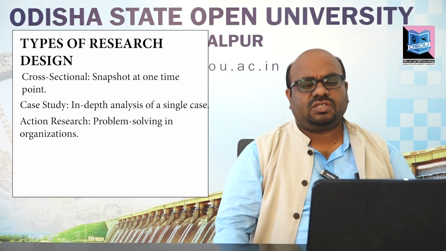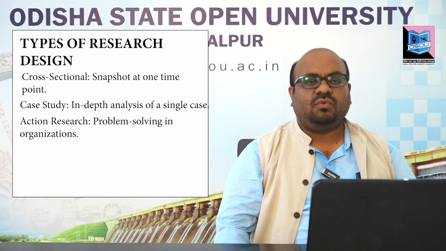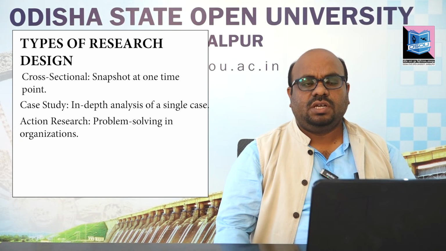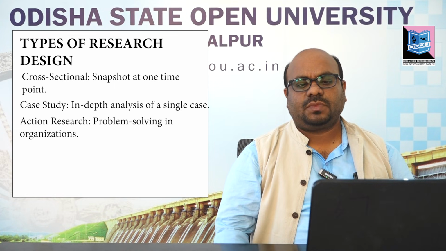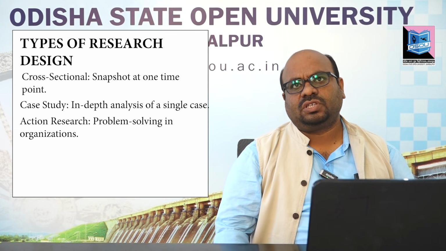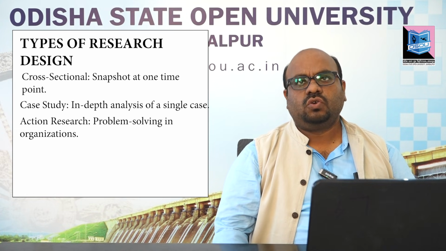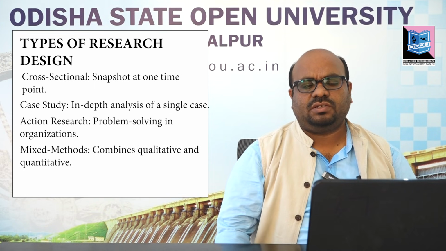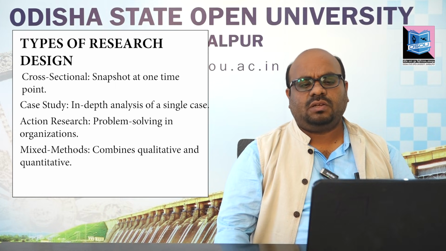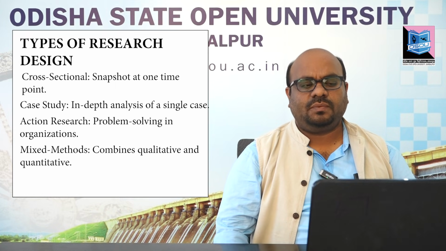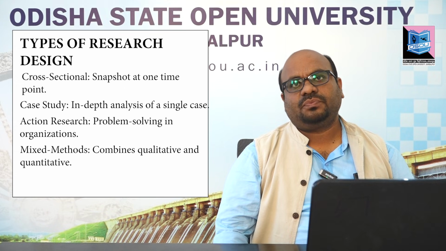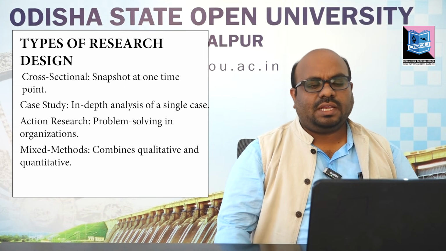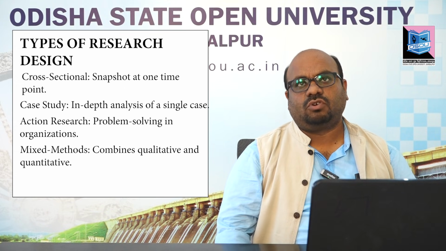Then the action research design. This is used to solve a specific problem in a workplace, school or community. The researcher identifies the problem, tries to give a solution to the research problem, and checks the result to improve the situation. The next one is the mixed method research design. This design combines both numbers, meaning quantitative data, and words, meaning qualitative data, to get a complete picture of the research topic. It helps in understanding the different sides of a problem.